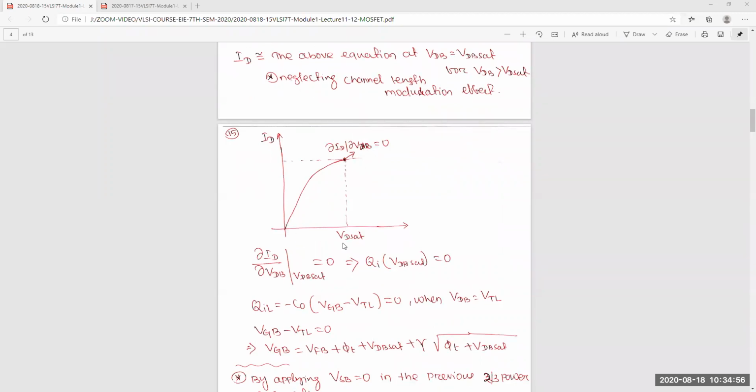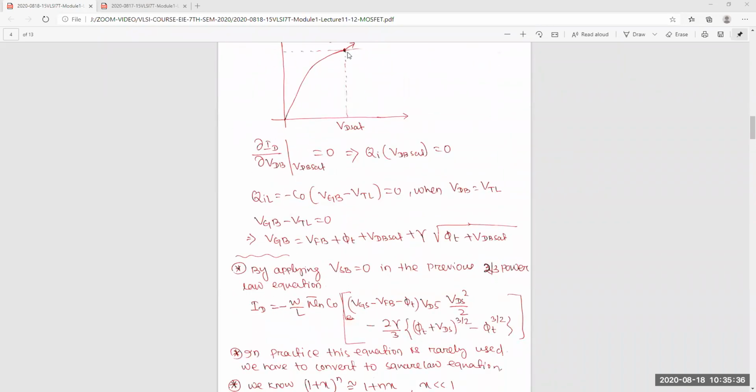Okay, and at this part, VD sat, we said that the slope is 0. Dou ID by dou VDS is equal to 0. That means after that everything will be constant. We are assuming there is no channel length modulation, so it will be almost constant. After VD sat, the current is almost constant. So the slope is 0 from here. There is some finite slope in the region before this, and the slope becomes 0 from here.